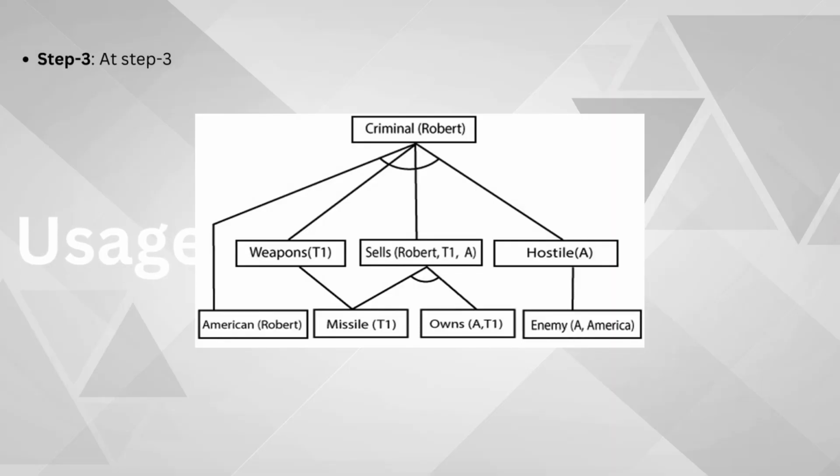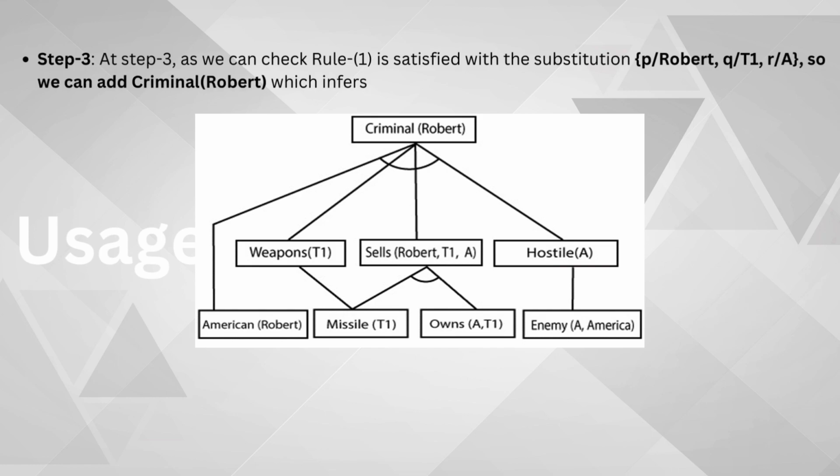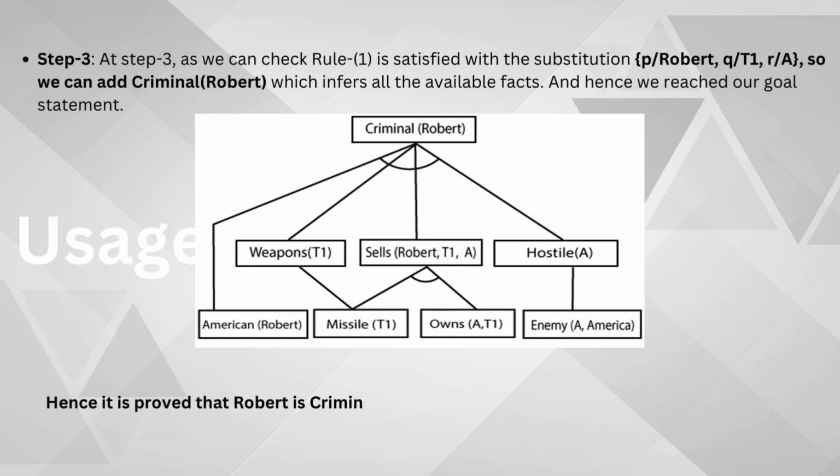Then step number 3 is reaching the goal. In this third step of our forward chaining process, we are looking to see if we can satisfy rule 1 using the facts we have, and in doing so reach our ultimate goal of proving that Robert is a criminal. Remember, rule number 1 states that if an American sells weapons to a hostile nation, they are considered criminal. Now, we want to apply this rule to our current situation and check if the conditions of the rule match our available facts. So, let us break down the substitution.